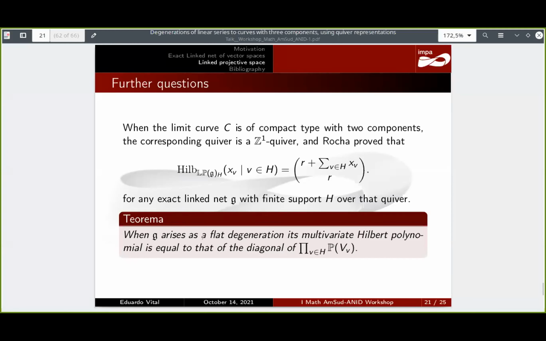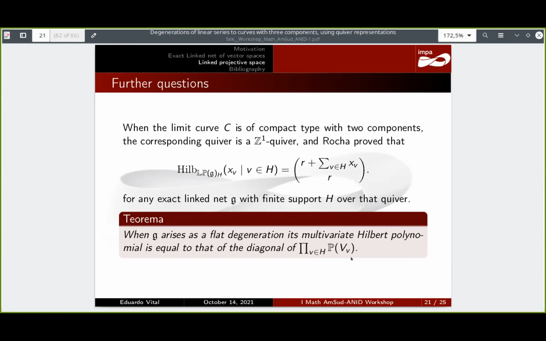And this theorem is very useful and powerful because it covers the case when G admits a simple base or G arises as a degeneration of a linear series. So as a corollary, we can conclude that when G admits a simple base or as a degeneration of a linear series, the multivariate Hilbert polynomial of LPG is equal to that of the diagonal.